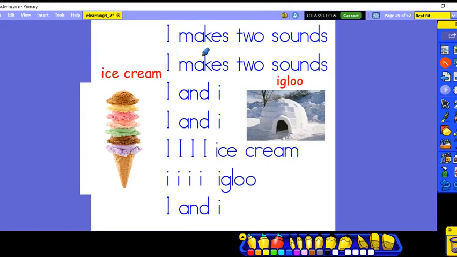I makes two sounds, I makes two sounds, I and it, I and it. Ice cream, igloo, I and it, I and it.